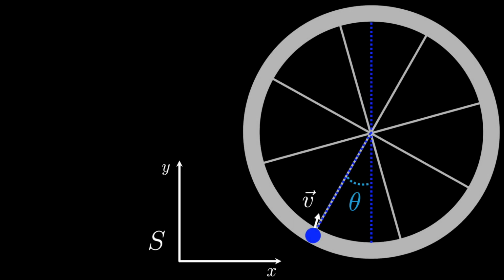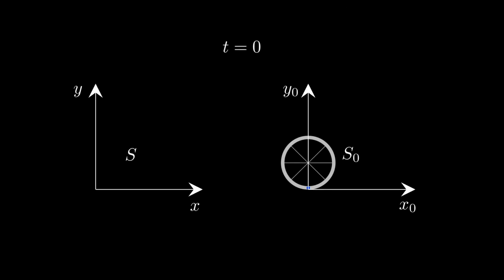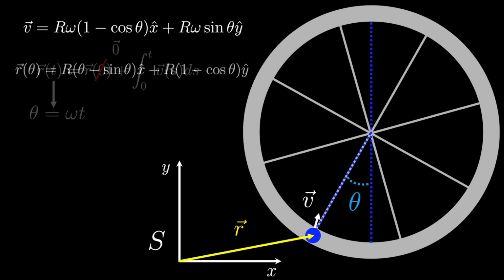Since we know the velocity vector in frame S, we can determine the position vector by integrating. We set the position at time t equals 0 to be the origin. This means that at the initial instant, reference frames S and S sub 0 coincide. Taking into account that theta equals omega times t and carrying out the integration, you can verify yourself that the following expression for the position vector in frame S is obtained.